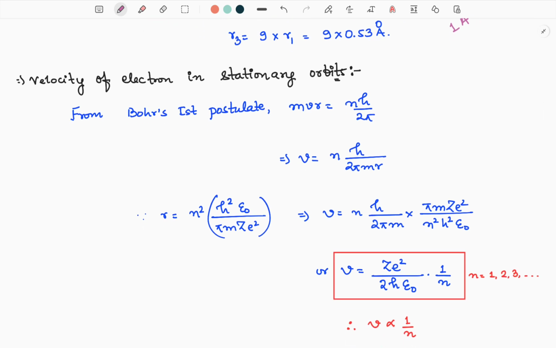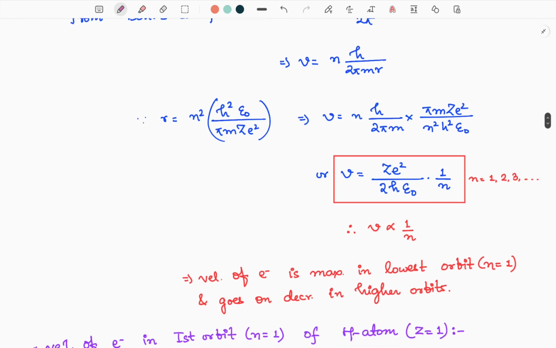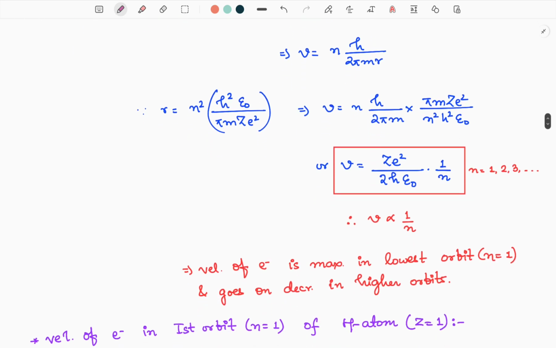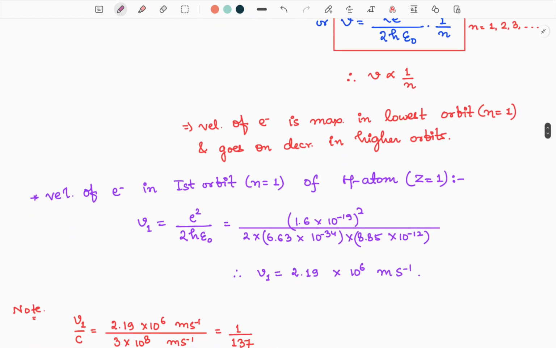So here n is equal to 1, 2, 3. So all the constants, if we keep aside, we will get velocity is inversely proportional to the principal quantum number. That means if an electron is in the lowest orbit, it will have the maximum velocity, and in the higher orbits, electron velocity will keep on decreasing.